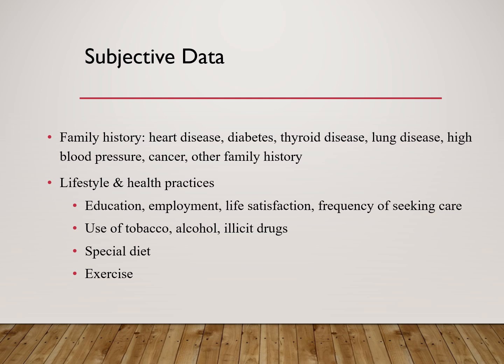When we're talking about vital signs, we want to know what their family history is. We talked about this when we were talking about the subjective data chapter, that genetic diagnoses of heart disease, diabetes, thyroid, high blood pressure, cancer, and other family histories are important to note when we're talking about patients' care. Lifestyle and health practices, alcohol, tobacco, diet, and exercise definitely impact a patient's vital signs.